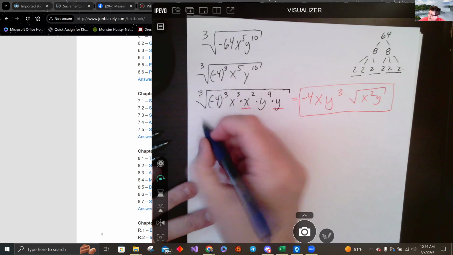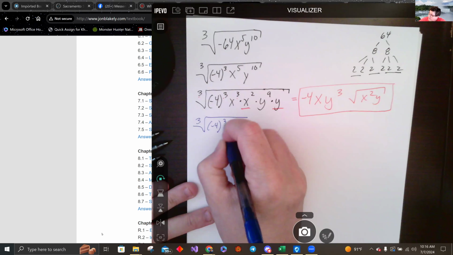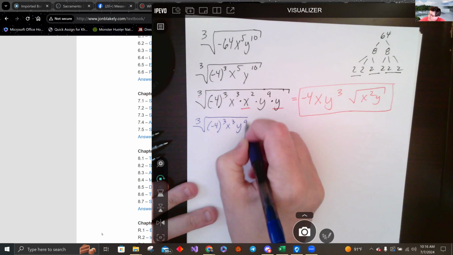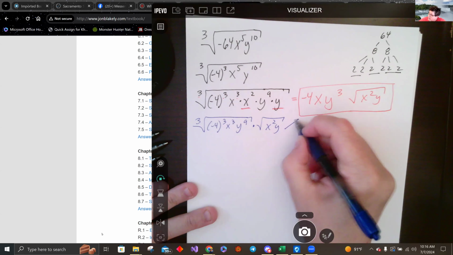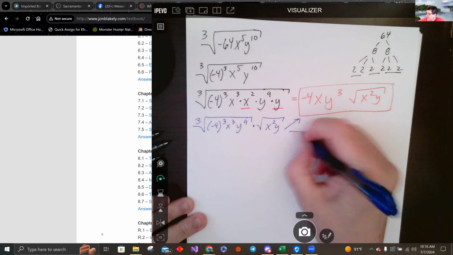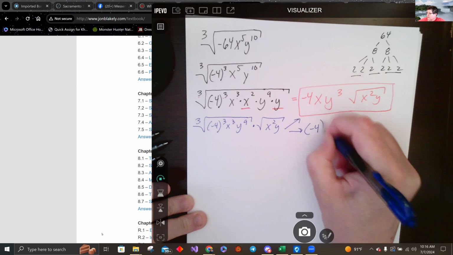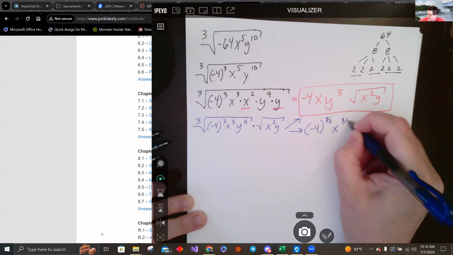Or you can split this up first. Well, you do the exponent thing, which is good until you get skilled at it.